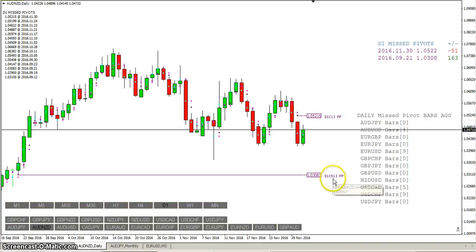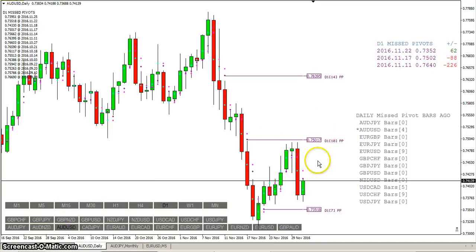Here's one 51 days ago. Still hasn't taken that pivot out. So that's how we trade it.